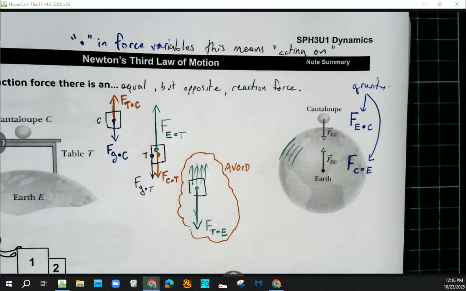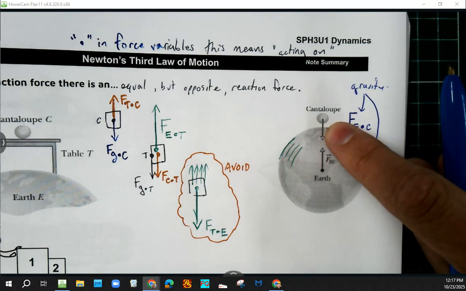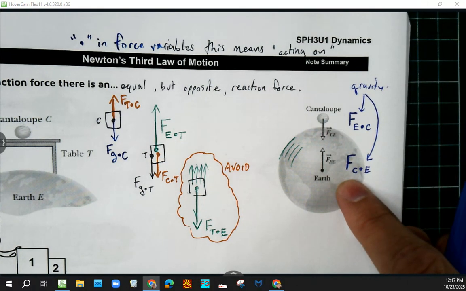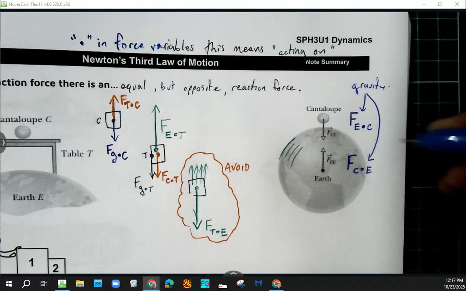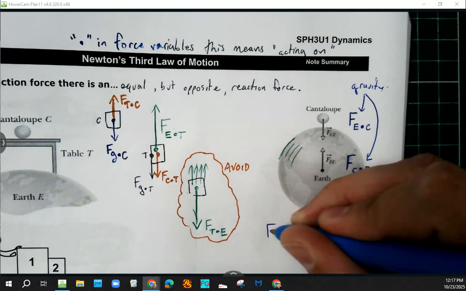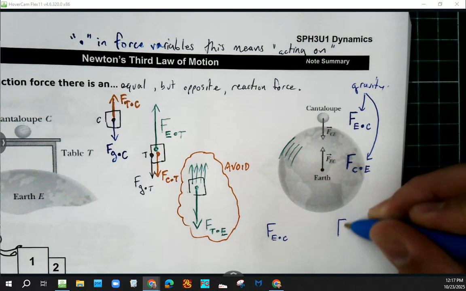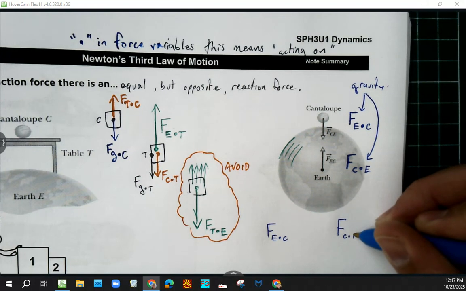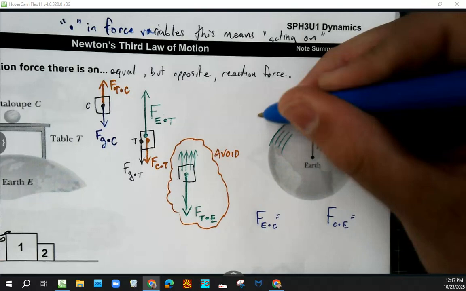Now the thing is, you're so small, you're going to notice that force of attraction. The Earth is so big, it's not going to notice the force of attraction. I mean, think about it. These two forces are actually the same magnitude. If I say this is the force of the Earth acting on a cantaloupe, and this is the force of a cantaloupe acting on the Earth, notice those F's are the same size. And that's equal to, remember, Newton's second law, F equals ma.